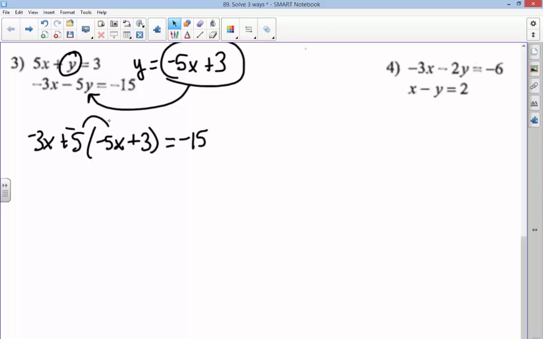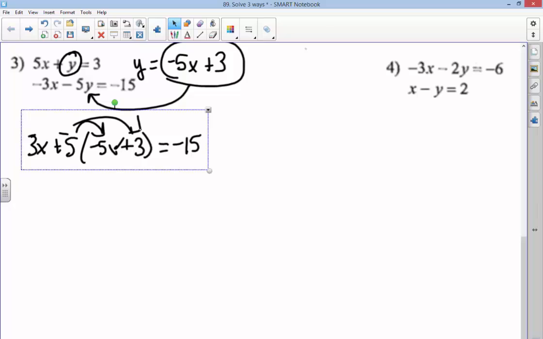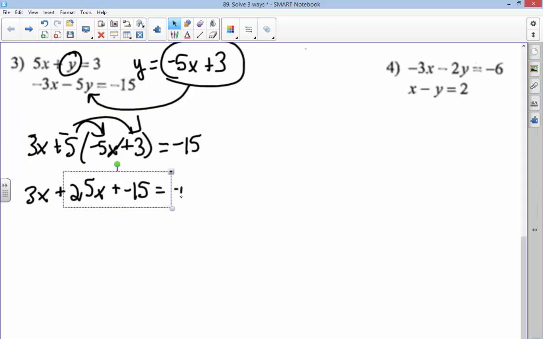Slash and dash, distribute. Oh boy. So 3x plus, that's an x, 25x plus negative 5 times positive 3 is negative 15.